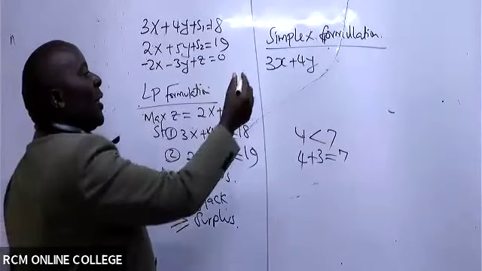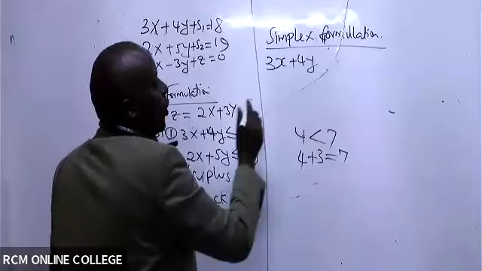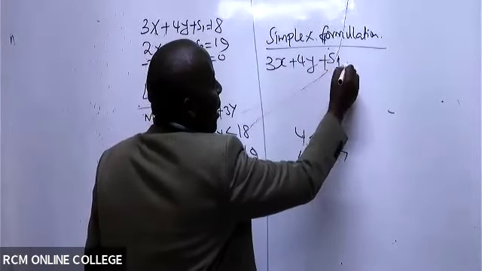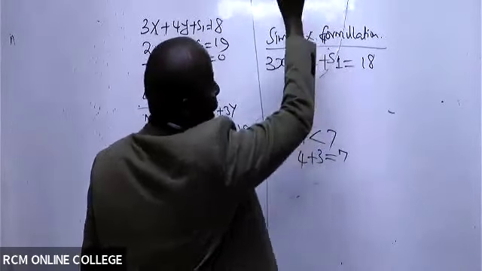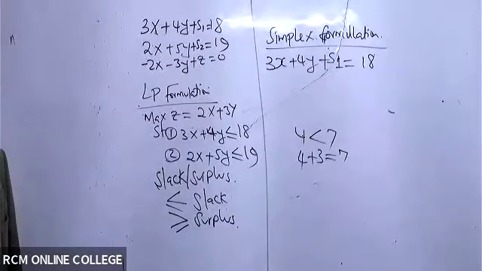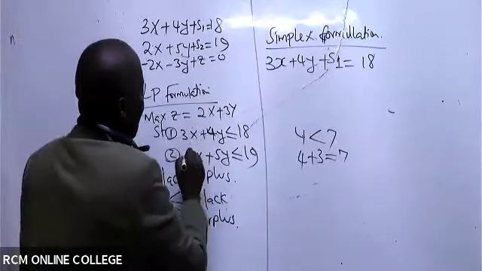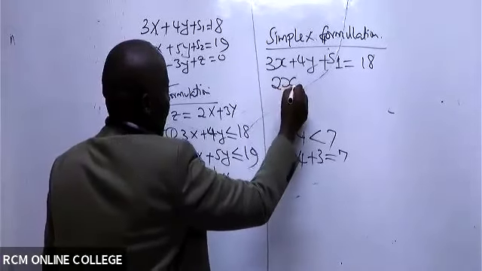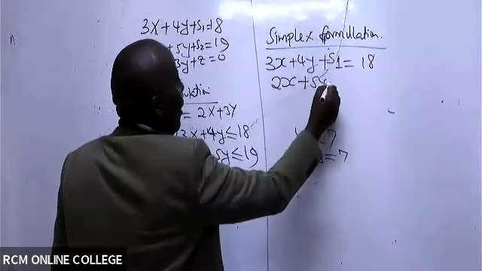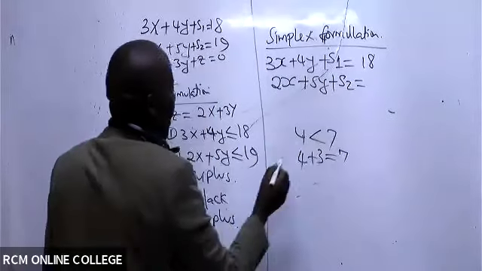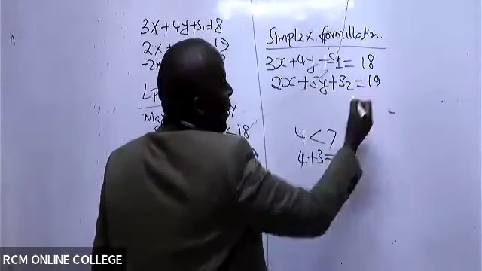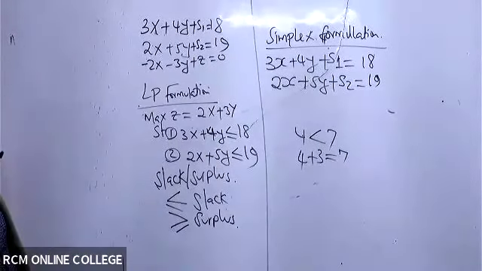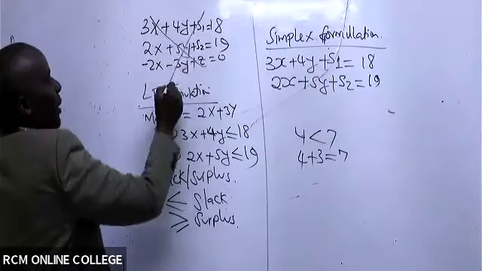In this case, you can see the left side is smaller. So I need to add slack 1 equals 18. And then, ladies and gentlemen, we have constraint number 2. We have 2x plus 5y plus slack 2 equals 19. Then forget about this, start from here.